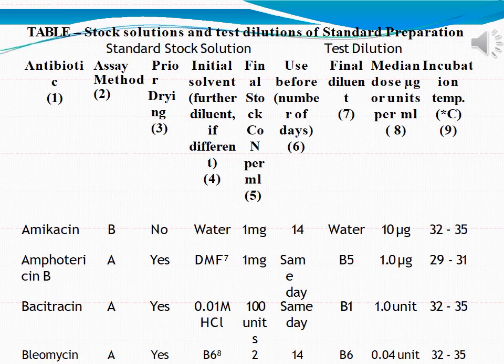Column 3 tells you whether you require drying or not. Then column 4 tells you which type of solvent you should use for initial dilution and what should be your stock concentration. Okay. Similarly, the next table tells you what should be your dilution or the dose that should be present for the particular test substance. Okay.